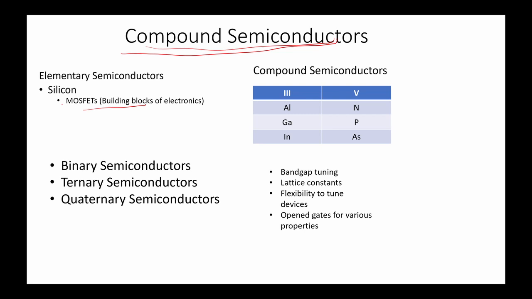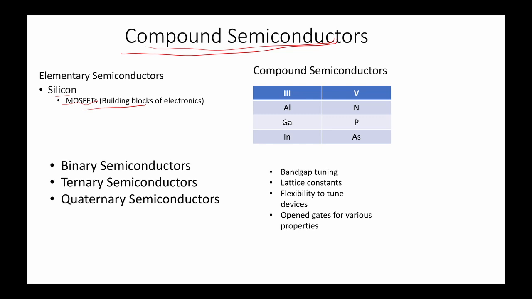MOSFET is the building block of the whole electronics. Whatever gadgets we are using these days are made up of silicon only. So the base is silicon. Okay, so why is silicon so popular other than germanium or oxide semiconductors like metal oxides, zinc oxide, gallium oxide? Gallium oxide is the new semiconductor that is taking up these days.